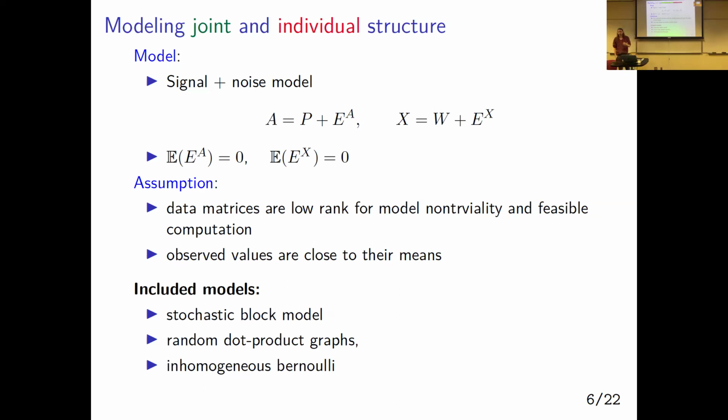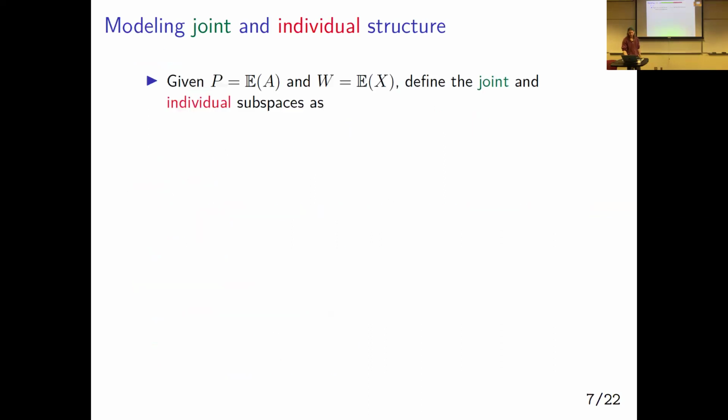Maybe if you haven't heard about them, that's fine, but it may seem a little weird to have a signal plus noise model for the network, like maybe you're considering binary data. But actually, a lot of models fall into this. If you've worked with the stochastic block model, which is just a model to capture community structure, or random dot product graphs, where each node has a latent position associated to it, and then the most general, inhomogeneous Bernoulli graphs, these can all be described with this. So it's not that weird.